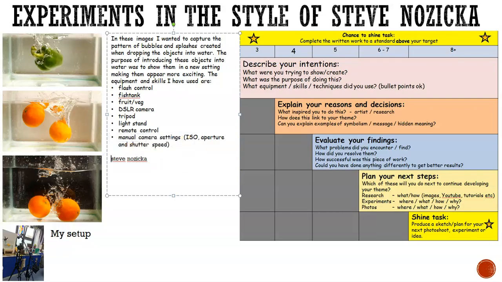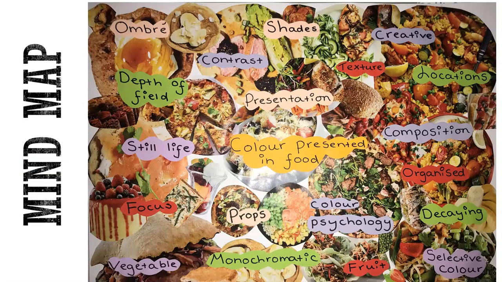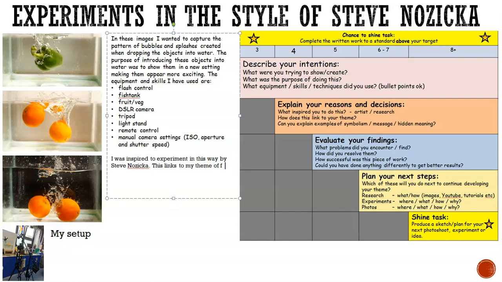Capital letters for names. If I didn't have an artist, if I hadn't been able to find an artist's name, then I would just simply call it something like Splash Fruit Photography. Okay? Second question, how does this link to your theme? This links to my theme of, so in this case, food. So this links to my theme of food.